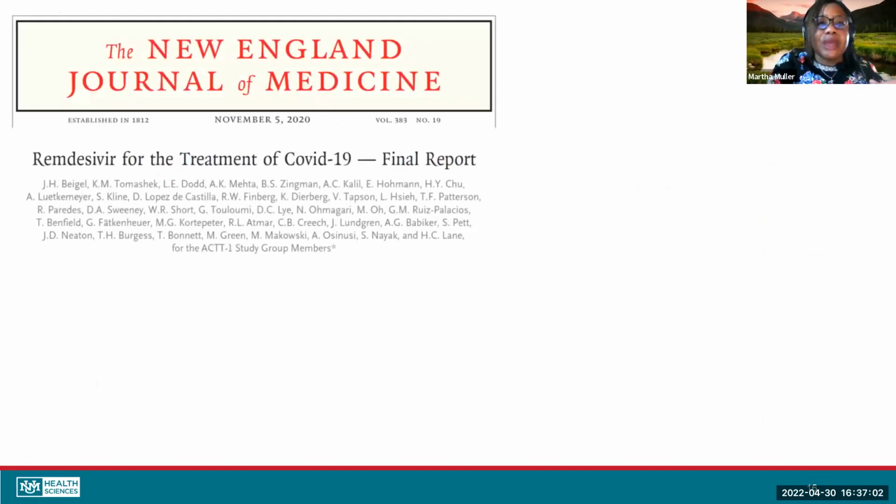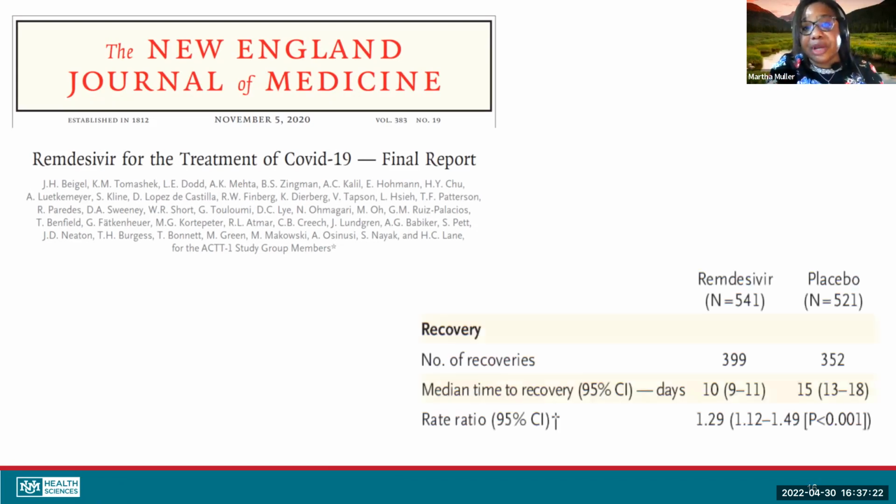So if we look at this first New England Journal study published back in November of 2020, this was a study looking at remdesivir for the treatment of COVID-19 in hospitalized patients. It was a series of phase 3 double-blind placebo-controlled trials. And their primary outcome with this particular study was time to recovery. What they found was those patients treated in the remdesivir arm had a median time to recovery that was less than those in the placebo arm, with a rate ratio of 1.29. So the effectiveness of this drug in the hospital setting was established back in 2020.